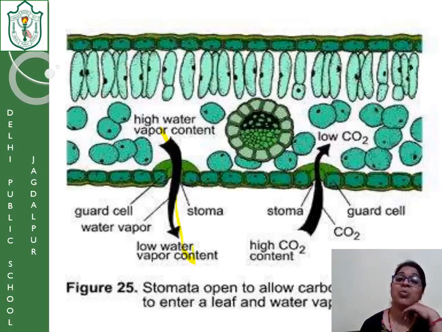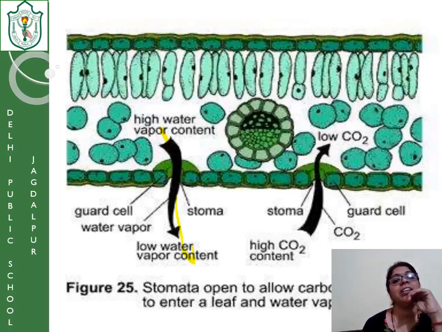Now when the water vapor is removed, what will happen? The water is more inside, so the guard cells will stretch, the stomata will open, and the carbon dioxide will enter. This way the stomata starts opening, and the carbon dioxide enters.